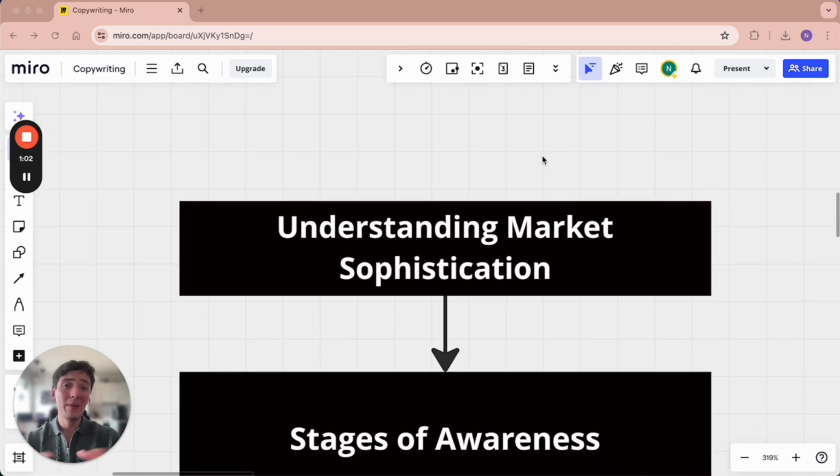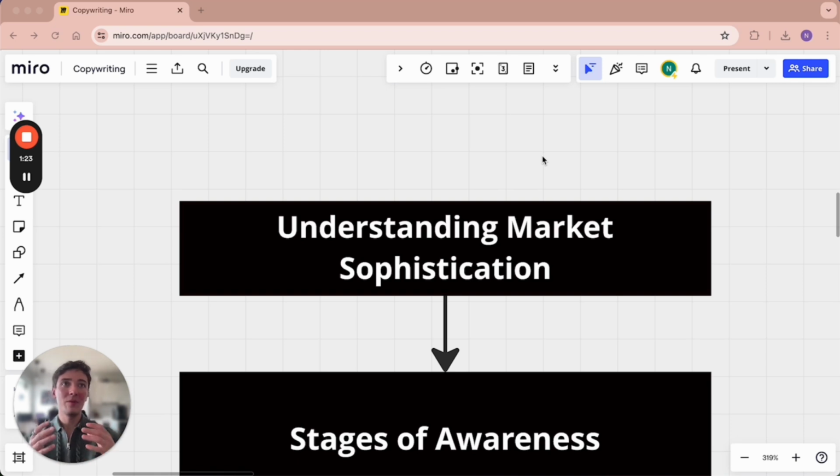And what this basically means is how much does the market know about your product? So are you an established brand? Are you a brand new brand? Brand new brand, that sounded funny. Anyway, that will ultimately determine how you're going to approach your copywriting.